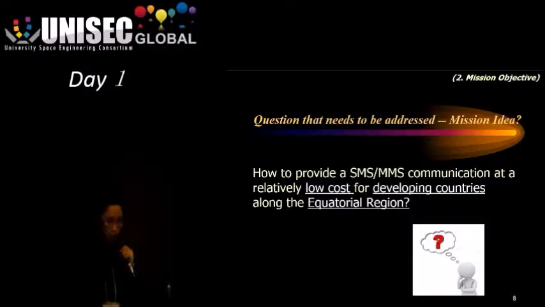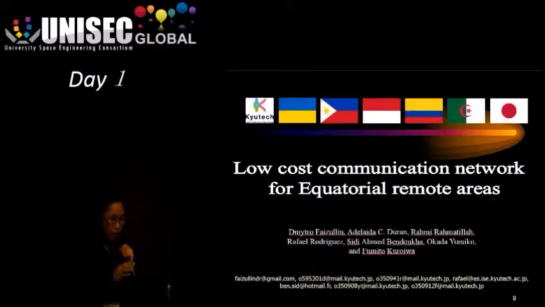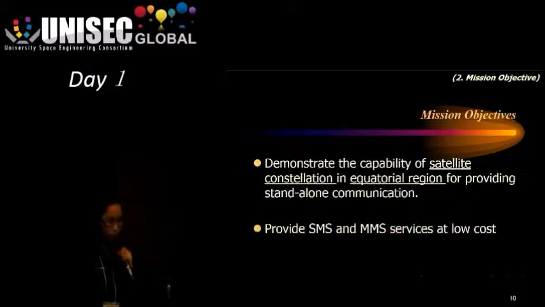along the equatorial region. So at Kyutech, there are international students from developing to emerging to already developed countries, from Indonesia, Philippines, Mongolia. And we came up with this idea of a low-cost communication network for equatorial remote areas. So our mission is simply to demonstrate a satellite constellation in the equatorial region for providing stand-alone communication services at a low cost.